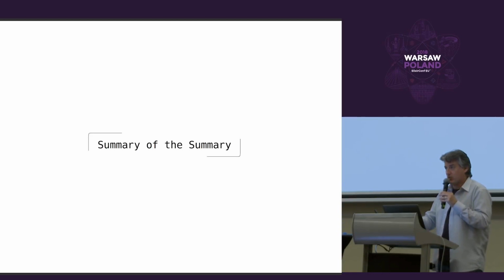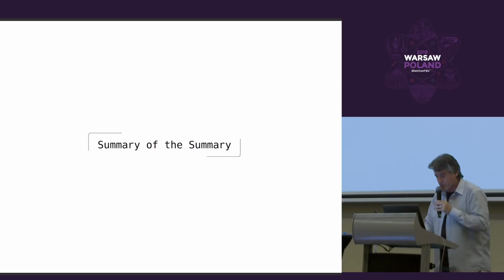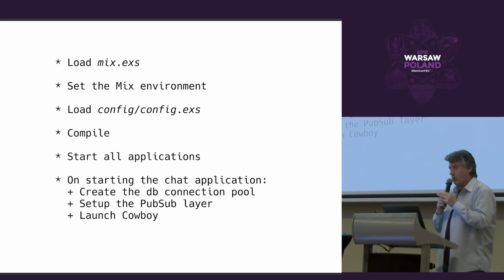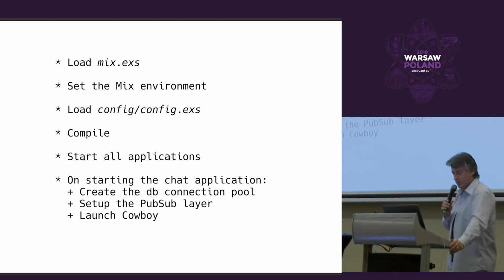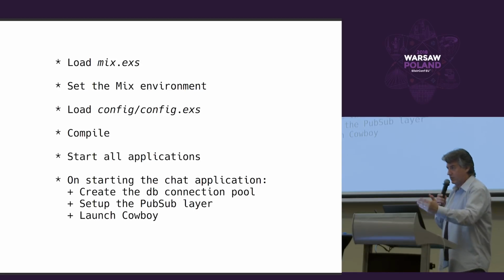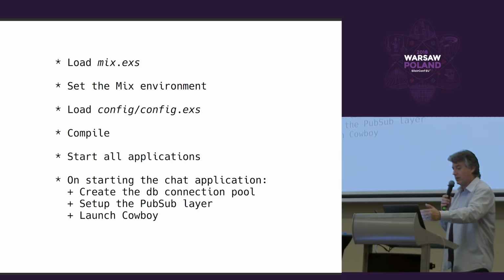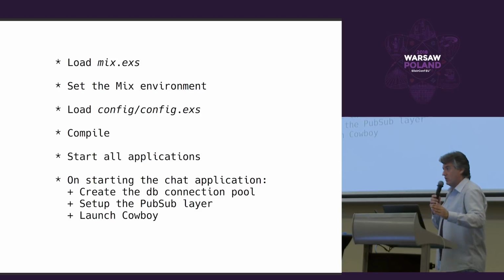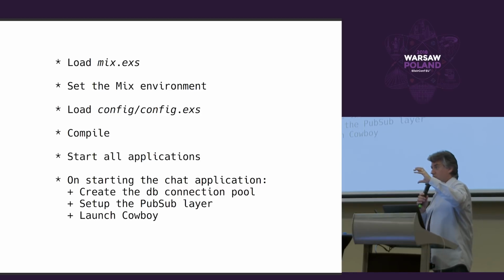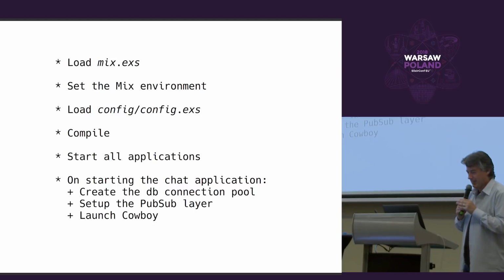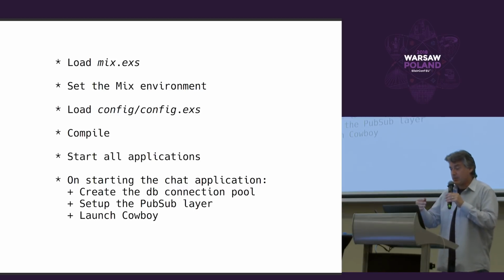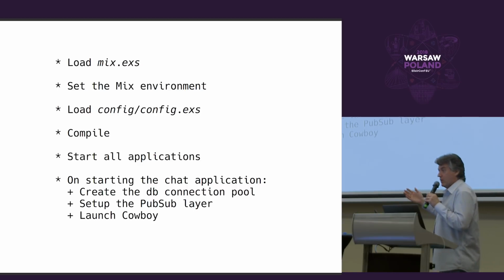So, the summary of the most important things happening. A ton of other things happen, but these are the most important things to highlight. We load the mix file, set the environment, load the configuration at that point early, before compiling, then start all the applications, which in proportion should be like a huge bullet, all right? But this is fixed with the font, I cannot do that. And then we create the connection pool, the PubSub layer, and launch Cowboy.